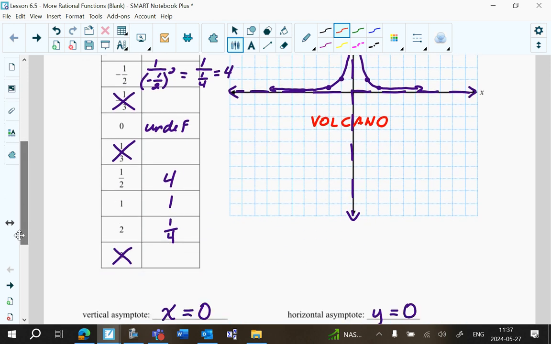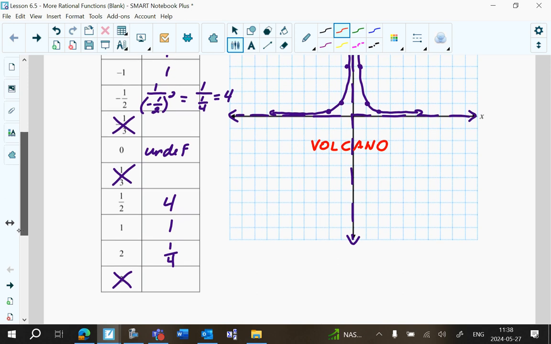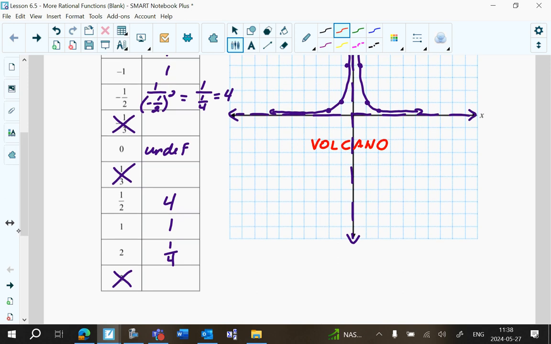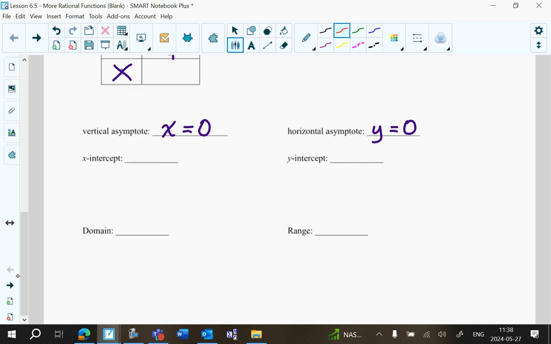Okay, what's the x-intercept? Really? No. None. What's the y-intercept? None. What's the domain? X can be everything except it can't be 0. And same with y, or no? You sure about that?